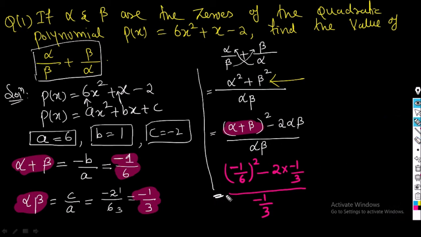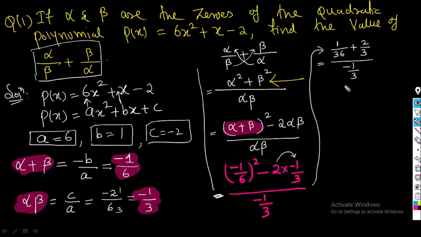Okay, so now the simplification. Here we have minus 1 by 6. Minus 1 by 6 means 1 1 ja 1, 6 square becomes 36. Okay, and minus 2 into minus 1 becomes plus 2, plus 2 divided by 3, whole divided by minus 1 by 3 as it is.